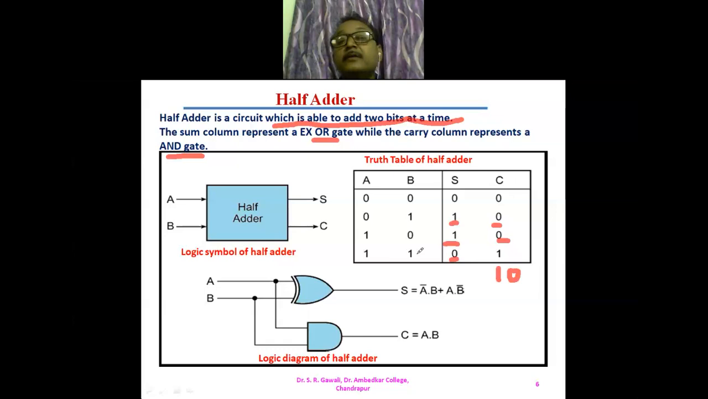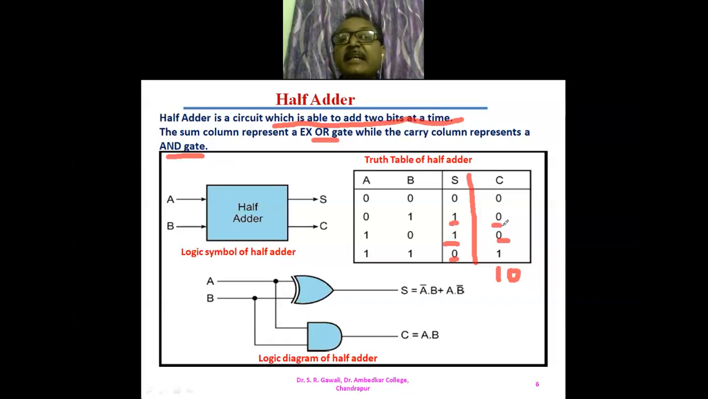Now, from the truth table of this half adder, it is seen that the sum column is what? When 0 0, we get 0, 0 1 gives 1, 1 0 gives 1, and 1 1 gives 0. When inputs are different, the sum is 1, and this is nothing but the exclusive OR gate.